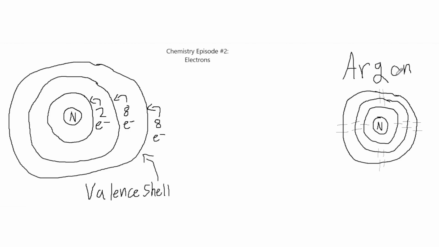For argon, argon's outermost shell requires 8 electrons to be filled, right? But argon already has 8 electrons in its outermost shell, so argon doesn't react. That's why argon is part of the noble gases, which we'll also discuss later in chemistry episode number 3, the periodic table. It's called noble because it doesn't react, right? It already has a full valence shell, so it's not going to react.